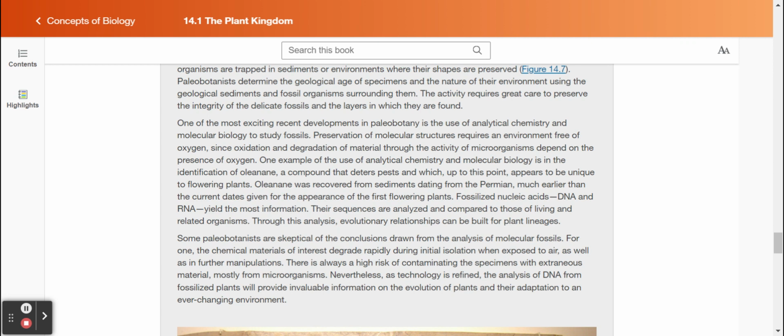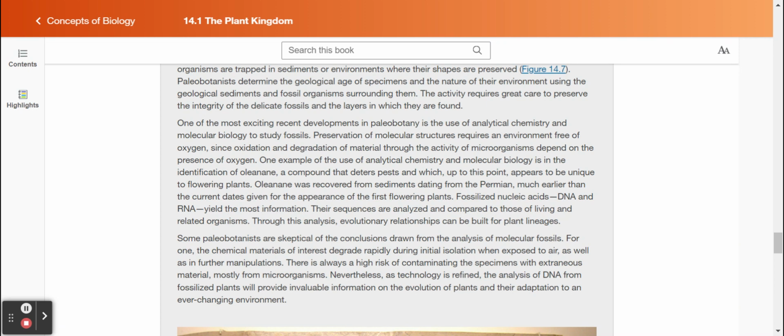One example of the use of analytical chemistry and molecular biology is in the identification of oleanane, a compound that deters pests and which, up to this point, appears to be unique to flowering plants. Oleanane was recovered from sediments dating from the Permian, much earlier than the current dates given for the appearance of the first flowering plants.